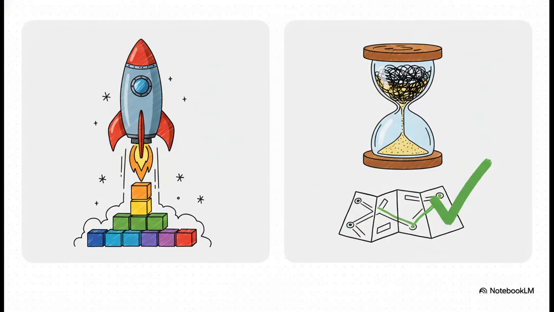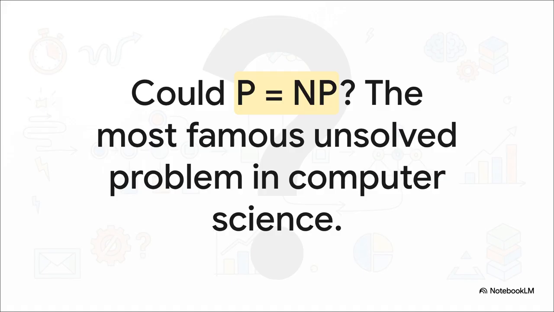This leads to two of the most famous categories in all of science. You've got class P for problems that are fast to solve. P stands for polynomial time, but just think fast. Sorting a list is a classic P problem. Then you have class NP. These are problems that are fast to check. Finding the shortest route to visit 100 cities is ridiculously hard to solve. But if I give you a proposed route, you can check its total distance in a snap. That's an NP problem.